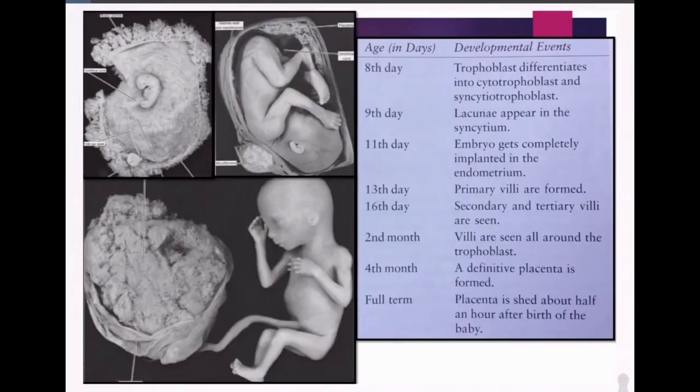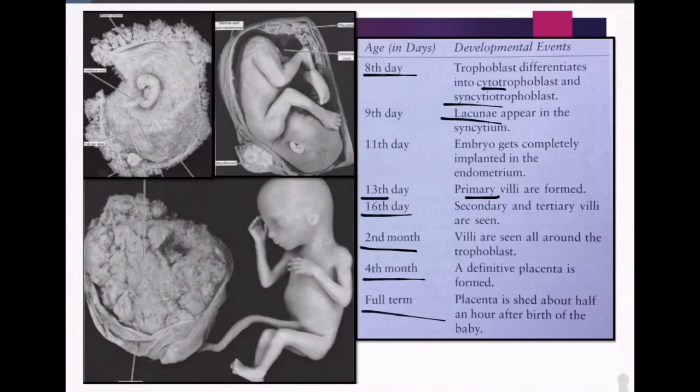To summarize the entire lecture, let's have a little bit of a timeline. Around the 8th day, the trophoblast differentiates into cytotrophoblast and syncytiotrophoblast. The lacunae appear on the 9th day. Then the primary villi start forming at the 13th day. Secondary and tertiary villi start forming on the 16th day. Please call them chorionic villi just to be more precise. By the second month, villi are seen all around the trophoblast, but more so towards the future placenta, which is known as the frondosum. And a definitive placenta is formed at the fourth month, and at full term you've seen what it looks like.